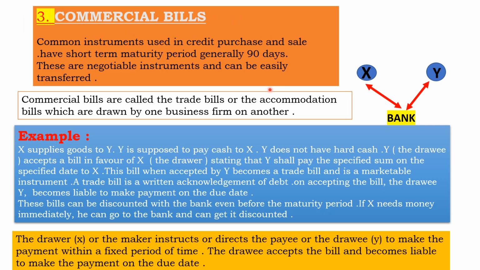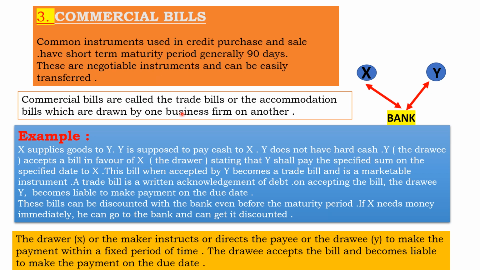Now the third instrument of the money market is commercial bills. They are very common instruments used in the credit purchase and sale of goods. So they are almost a little similar to bills of exchange. They have a short-term maturity period, generally 90 days. They are negotiable instruments. They are transferred easily. Okay. Now let's come to the point.